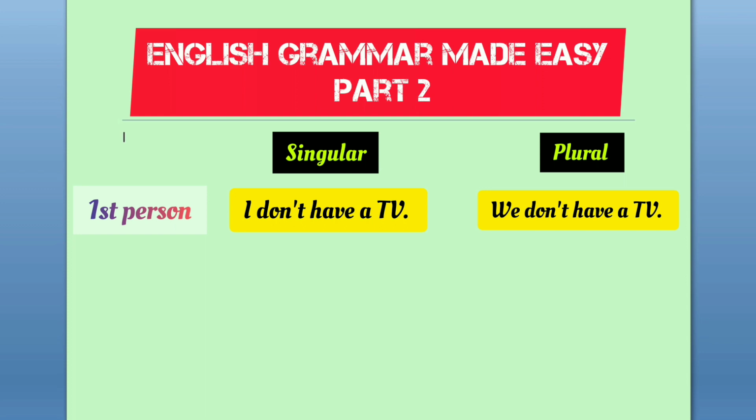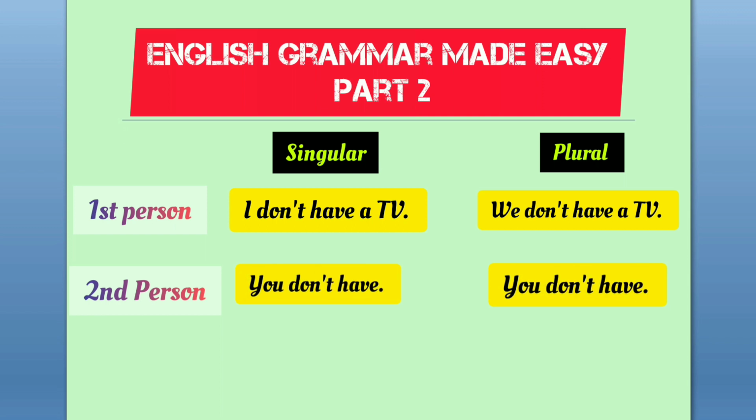So up next, we are going to see the use of don't have in second person. In case of second person, as you know, both plural and singular are the same, that is you. So we can use don't have. We use don't have after you, that is, you don't have, okay?